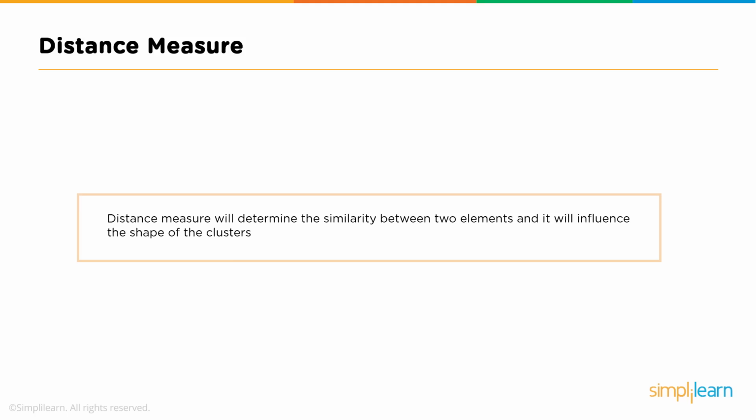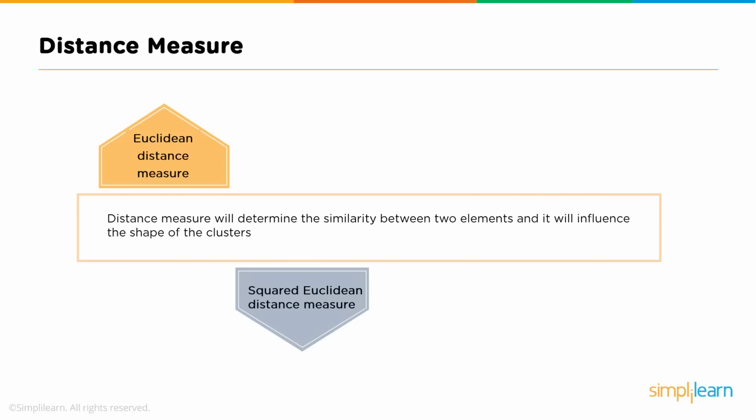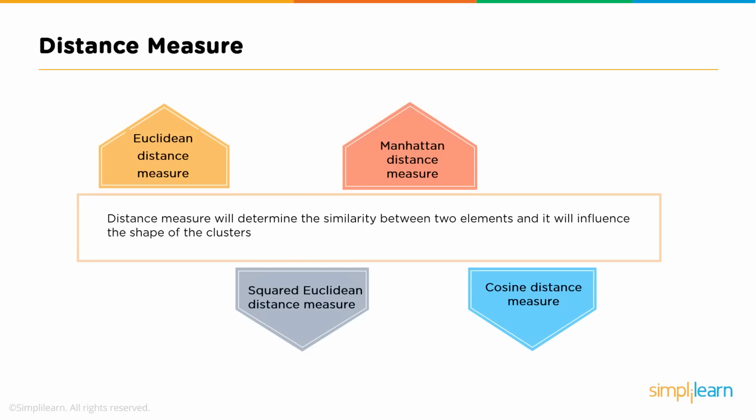Distance measures will determine the similarity between 2 elements, and it will influence the shape of the clusters. We have the Euclidean distance measure, and the squared Euclidean distance measure, which is almost the same thing but with fewer computations. We have the Manhattan distance measure, which will give you slightly different results. And we have the cosine distance measure, which again is very similar to the Euclidean, playing with triangles, and sometimes it can compute faster depending on what kind of data you're looking at.